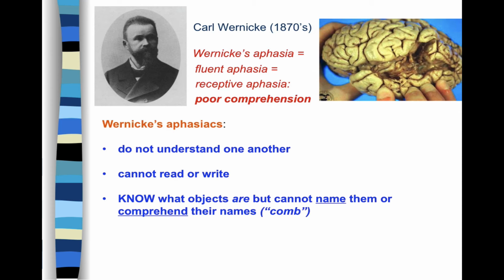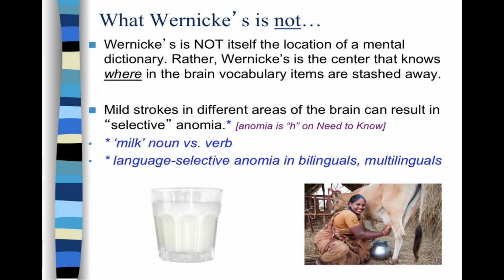They can take the comb, they can comb their hair, they know exactly what it is. They cannot name it. And when you just say it to them without showing them the object, they don't know what you're talking about. Super, super frustrating.